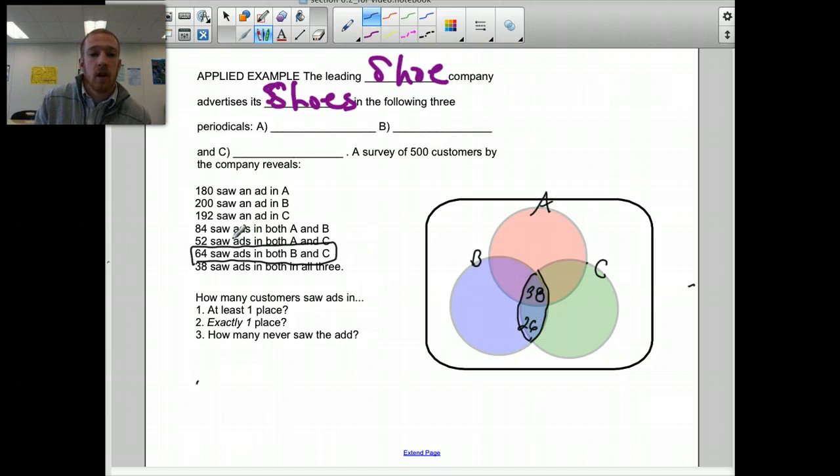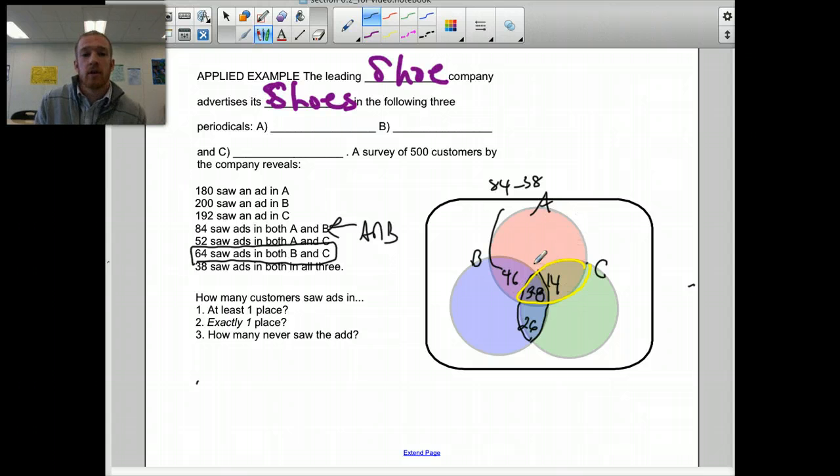So similarly, if I want to say 52 saw ads in both A and C, so A and C is here, I have to do 52 minus 38, which is 14. And then A and B intersection, which is A intersect B, that's what that means, is 84. I already got 38 here, so 84 minus 38 is 46. Where do I want to put that? 84 minus 38 gives me the 46 here.